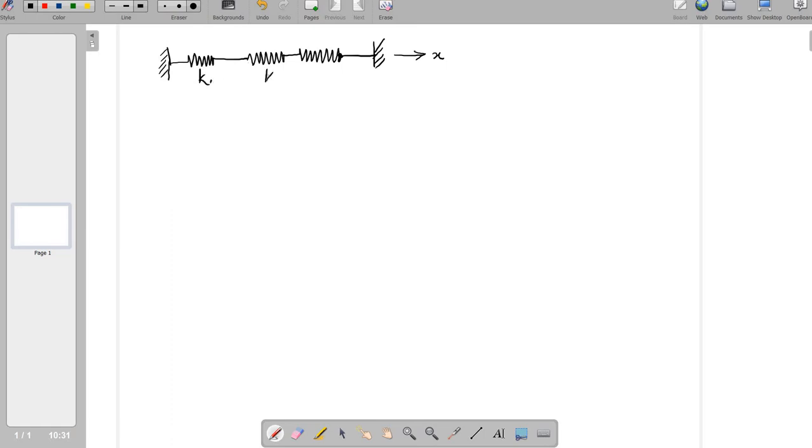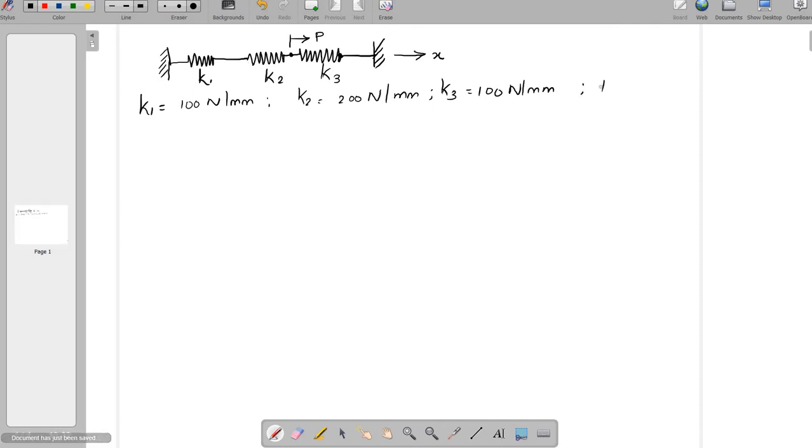So this is K1, K2 and K3. Here one force is applied as capital P. The given data of the problem is K1 is equal to 100 Newton per mm, K2 is 200 Newton per mm, K3 is 100 Newton per mm. Let the force P is equal to 500 Newton.